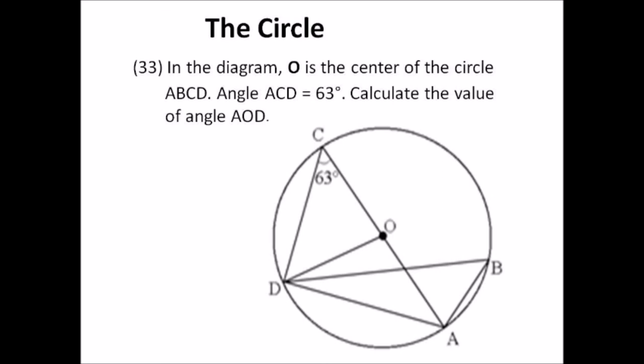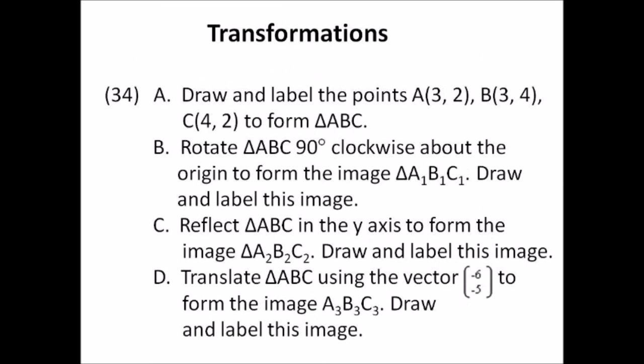And we move on to number 34, transformations. A, draw and label the points A (3, 2), B (3, 4), C (4, 2) to form the triangle ABC. B, rotate triangle ABC 90 degrees clockwise about the origin to form the image A1, B1, C1. Draw and label this image.